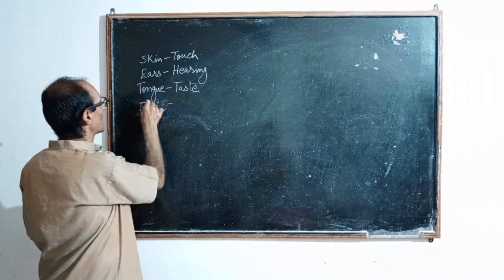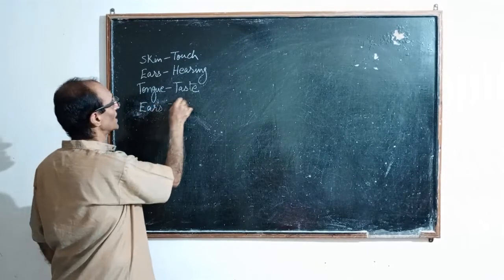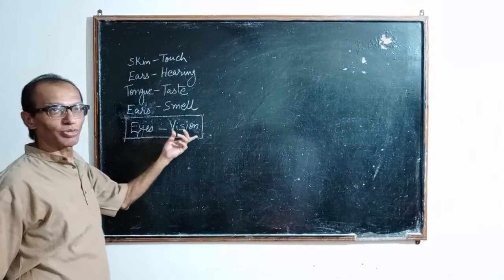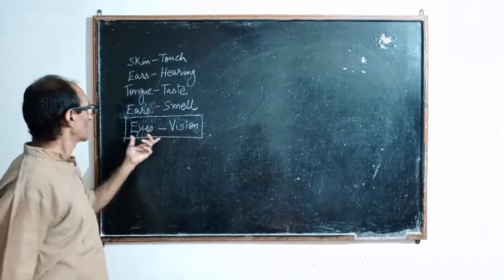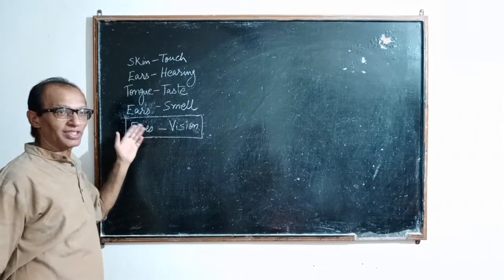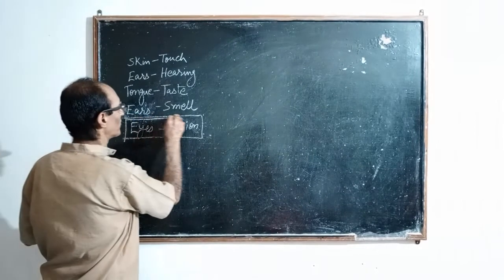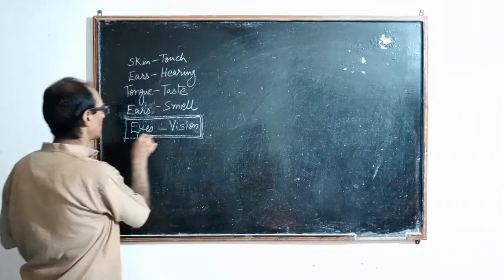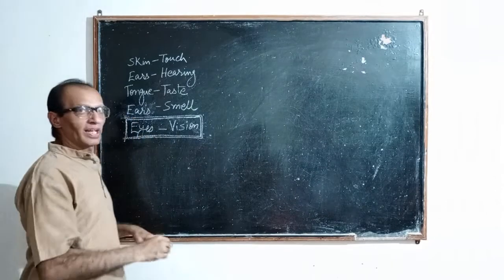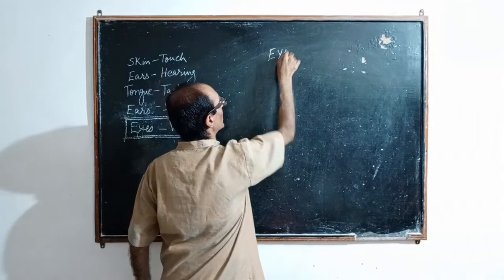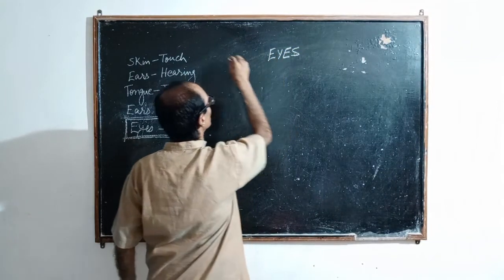Nose is the sense of smell. Finally, we have sense of vision, which is eyes. And today we are going to talk about this very sense organ, that is eyes. We are dealing with human eyes.